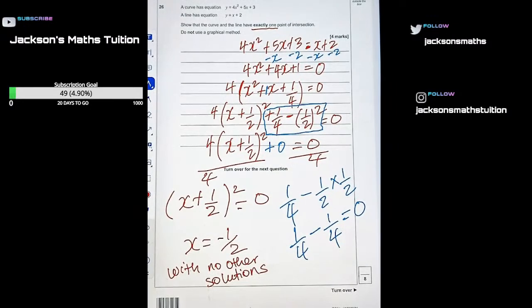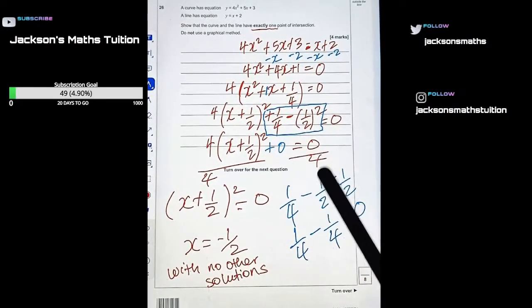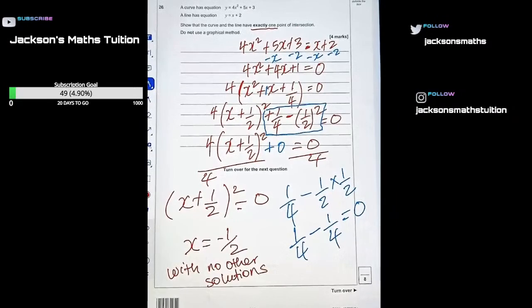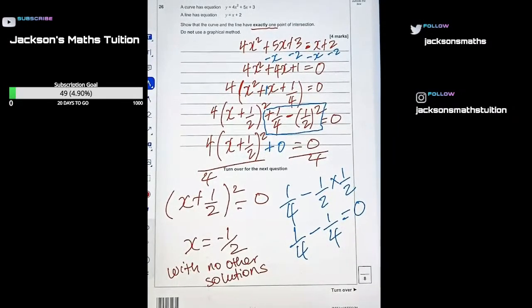All right, guys. So is this calculator? Yes, it's calculator. So you can put it on the calculator. But sometimes you'll get non-calculator questions with completing the square too. So you could put these fractions here on the calculator and it will give you 0. All right, question 27.